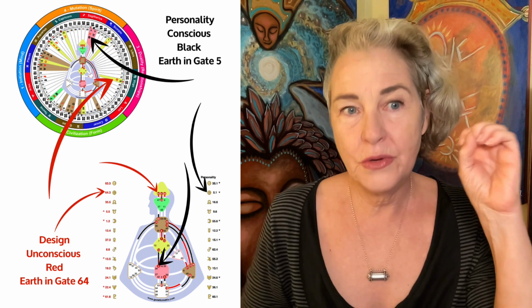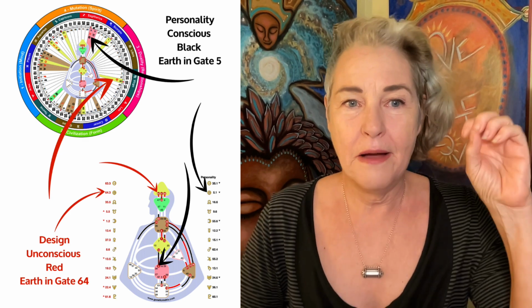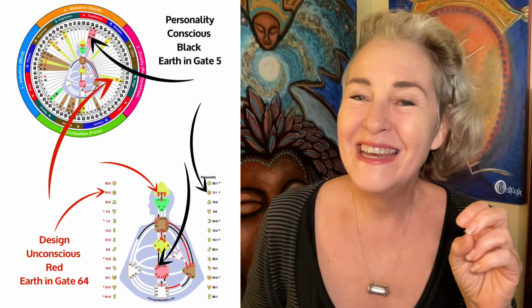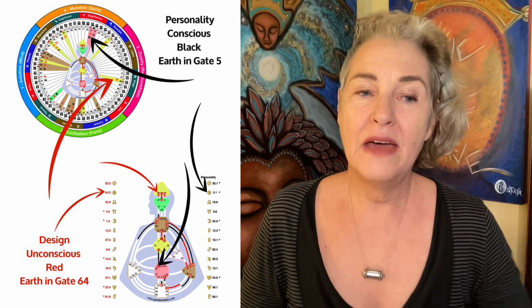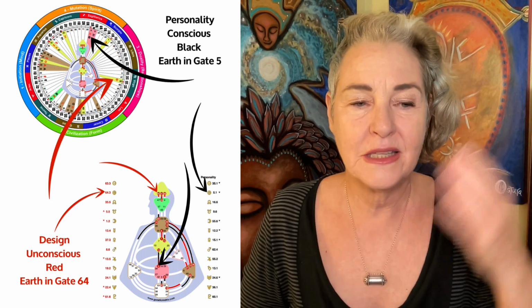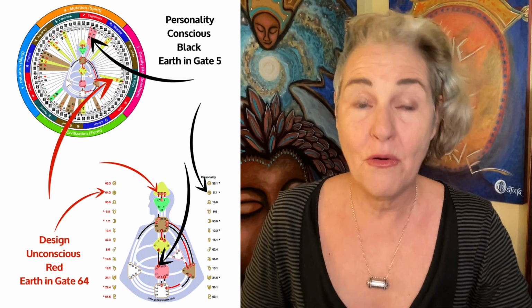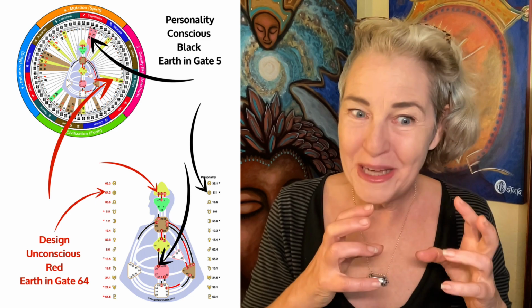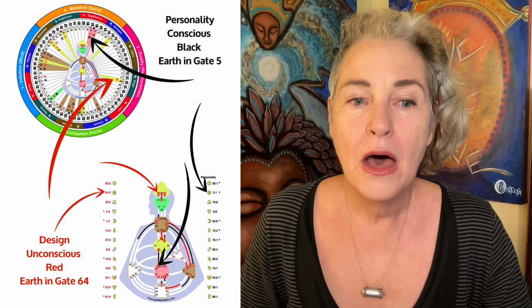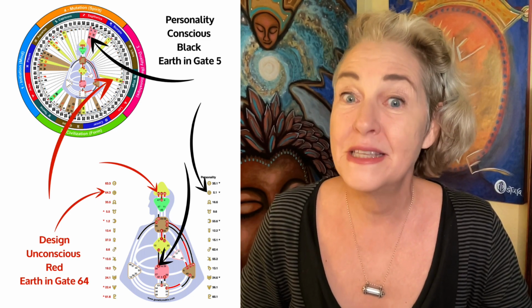Okay, so you can see here that we've got the Earth in gate 5, which is at the top, represented there. And then we also have the unconscious Earth in gate 64, and that's why it's red, okay, at the top. Then it's the same information, just presented differently on the bottom part of this illustration.